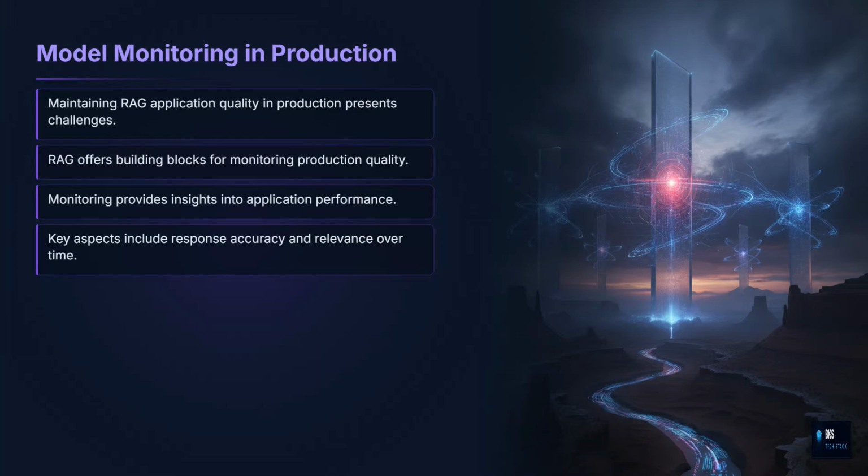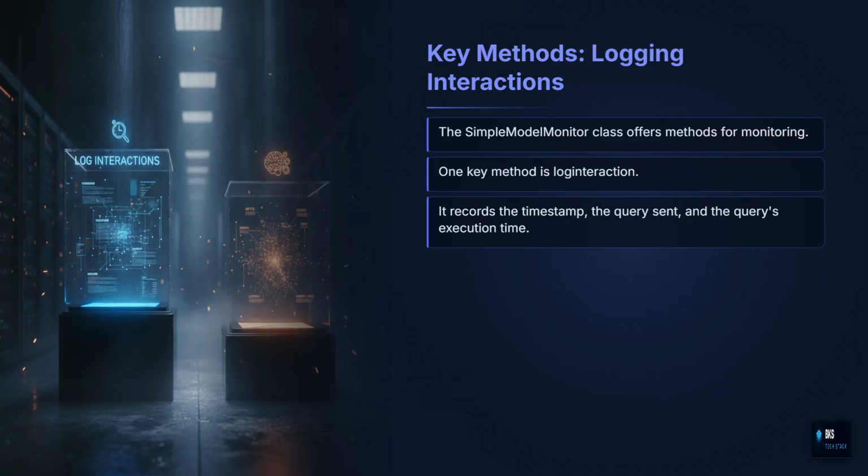Once your RAG application is live, ongoing monitoring is essential. Keeping the quality high can be challenging. Fortunately, RAG systems provide components that help us monitor performance in production. This allows us to gain valuable insights, ensuring that the model continues to provide accurate and relevant responses as time goes on. Let's look at some specific methods for monitoring.